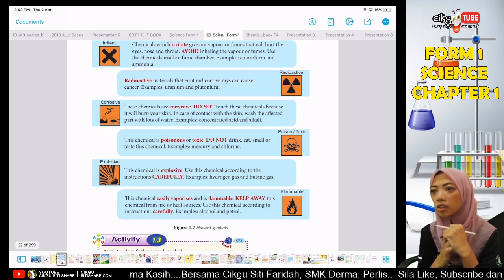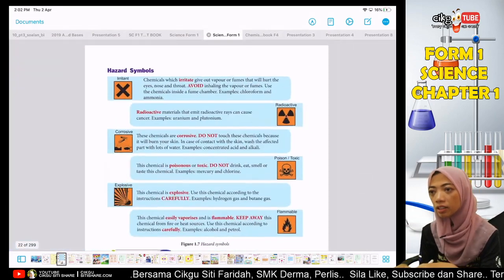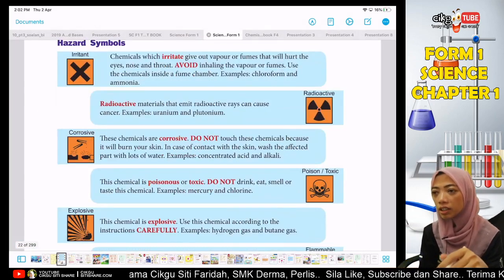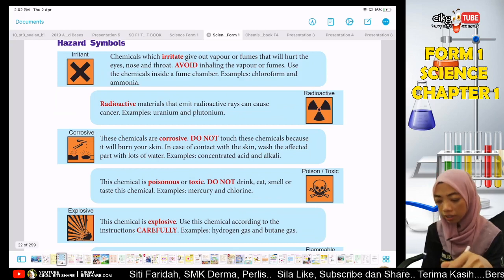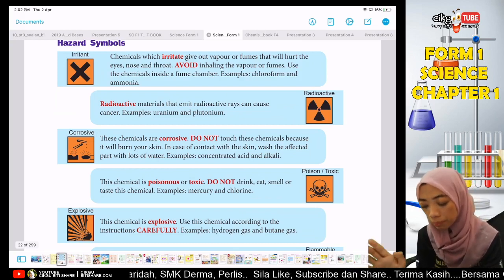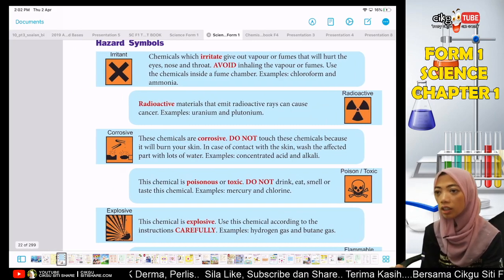Okay. So radioactive, the symbol is like a fan. What is radioactive? The material emits radioactive rays. Okay. Kita tak nampak tapi dia ada radioactive ray, sinaran radioaktif.